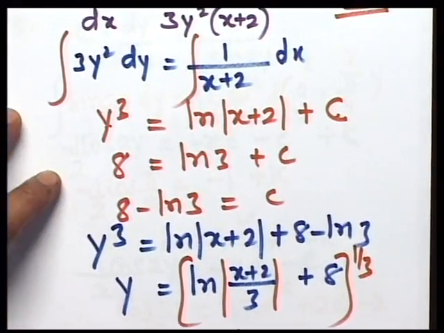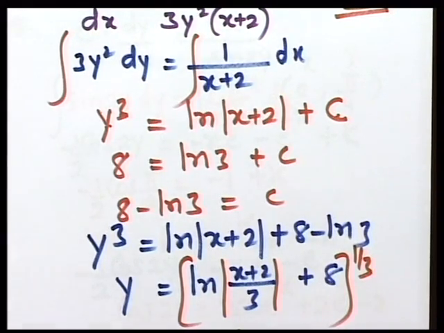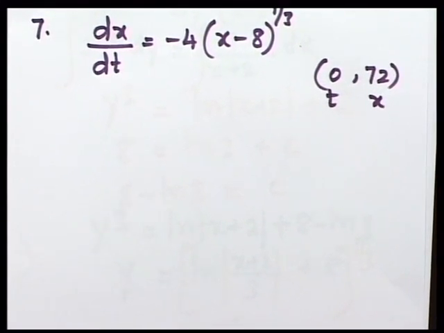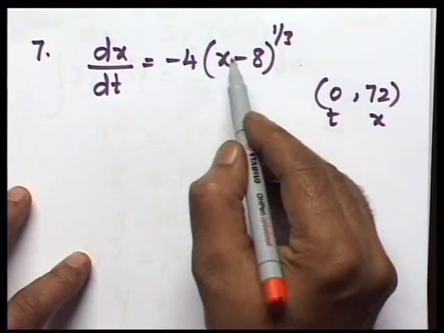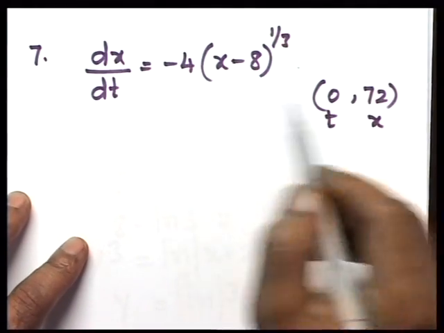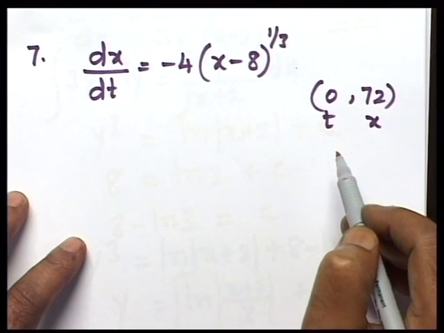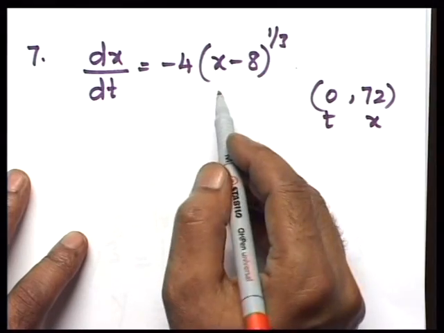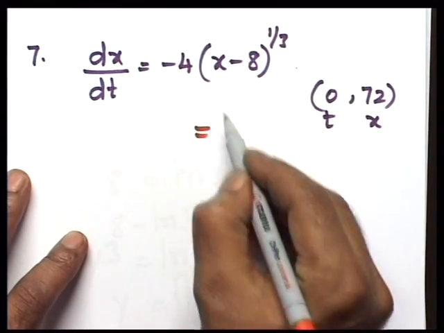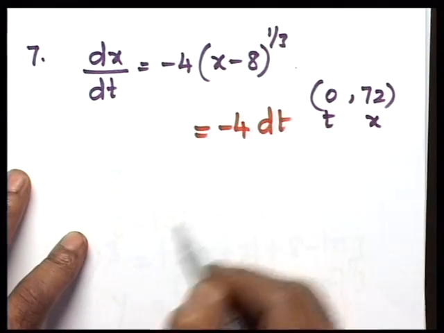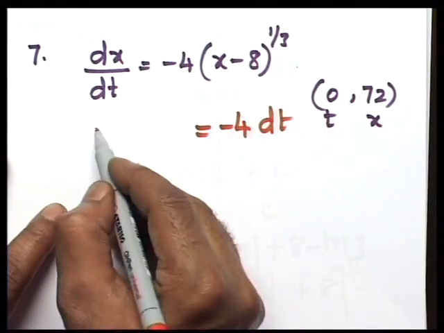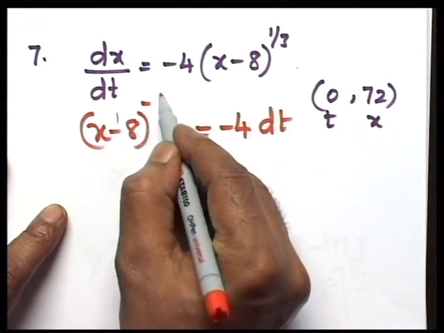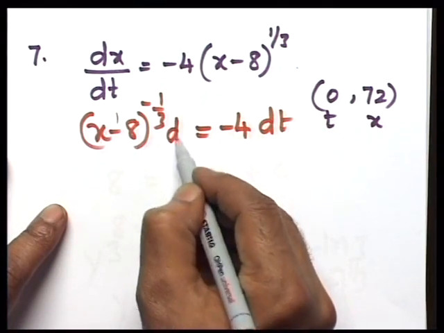Okay, that's one of the exam questions. Want to try this one? dx over dt equals minus 4 times x minus 8 to the power 1/3. Initial conditions I have are this. dx over dt, I don't have a t here, so I can keep that minus 4 and say dt. Nice. Move this to the left hand side, so it should be 1 over that, or simply x minus 8 to the minus 1/3 and dx.